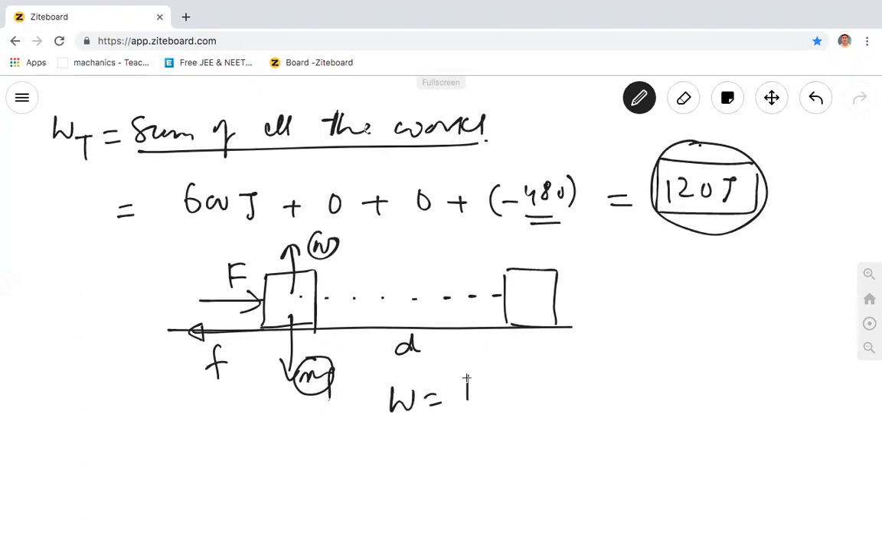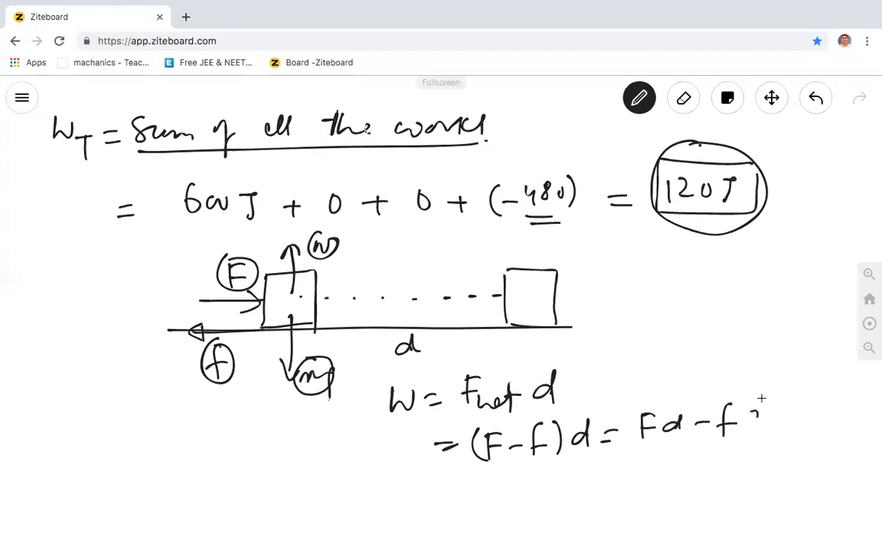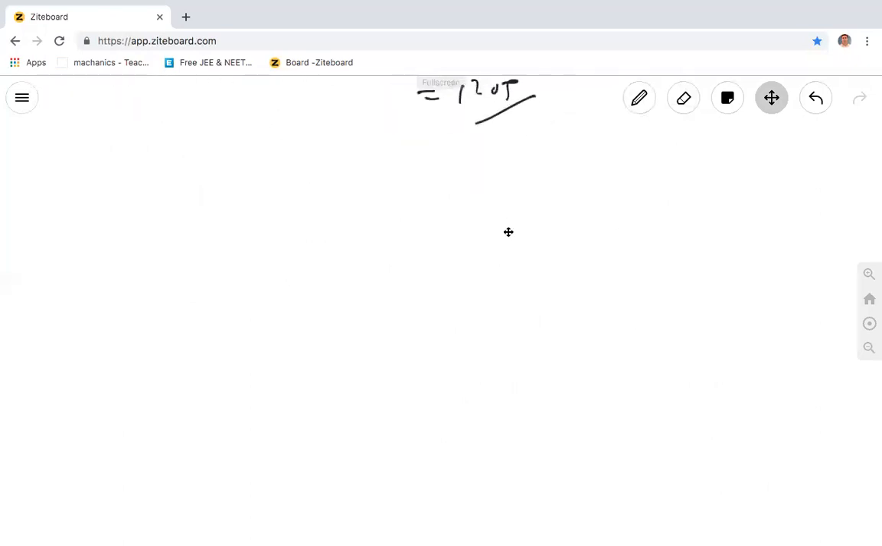Work done is equal to F net into d. What is F net? Force minus frictional force. Good. Into d. That is Fd minus fd. This is 600, this is 480. That is 120 joules. Got it? Is that right? Yes. Okay, let me go to something else.